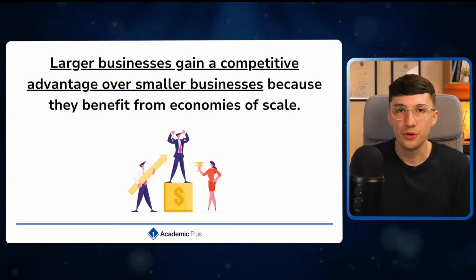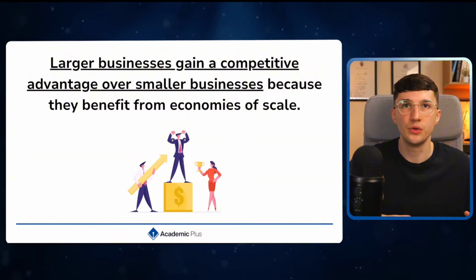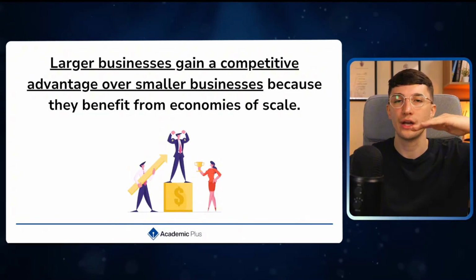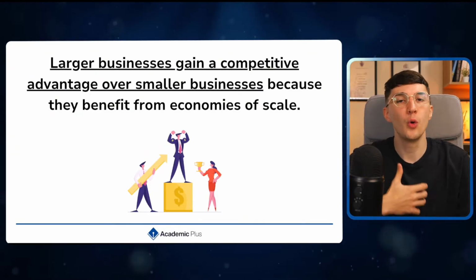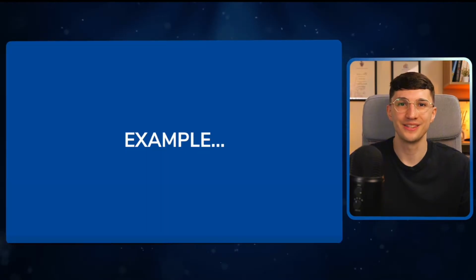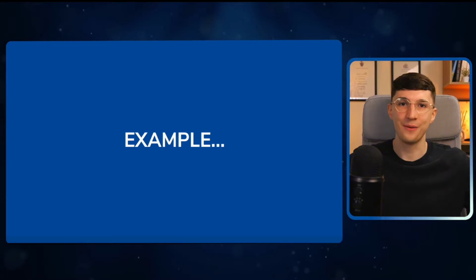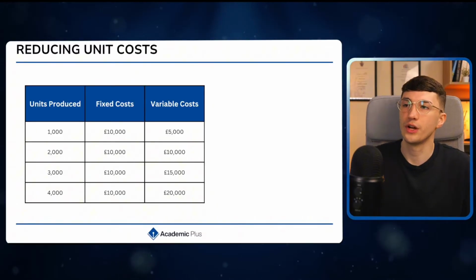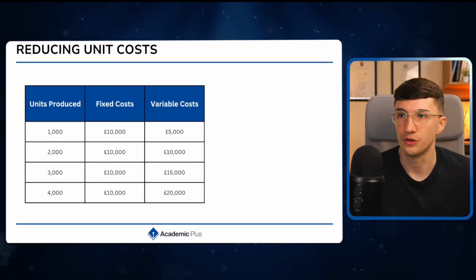And why does this give you a competitive advantage? Well, a lower unit cost can either increase your profitability or allow you to reduce your prices, so you're more competitive with your prices. And to show you an example of the calculation of how, when we are increasing output, unit cost falls, we've just got some very basic data on the screen here. We're going up in 1,000 units produced.